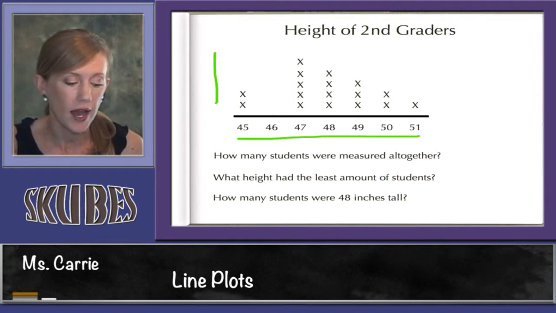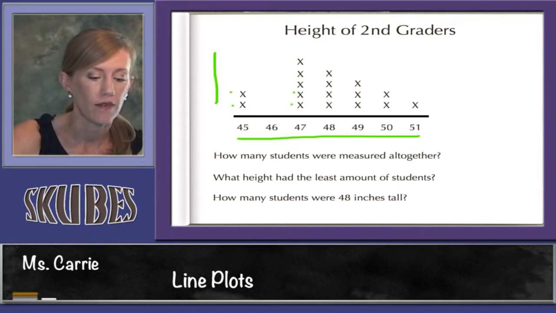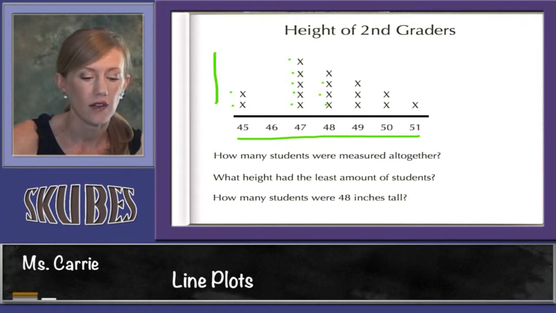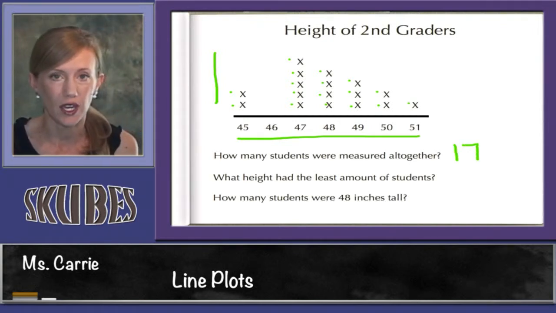The first question asks, how many students were measured all together? Well, we need to count up everybody because it asks all together. So 1, 2, 3, 4, 5, 6, 7, 8, 9, 10, 11, 12, 13, 14, 15, 16, 17. 17 students were measured all together.